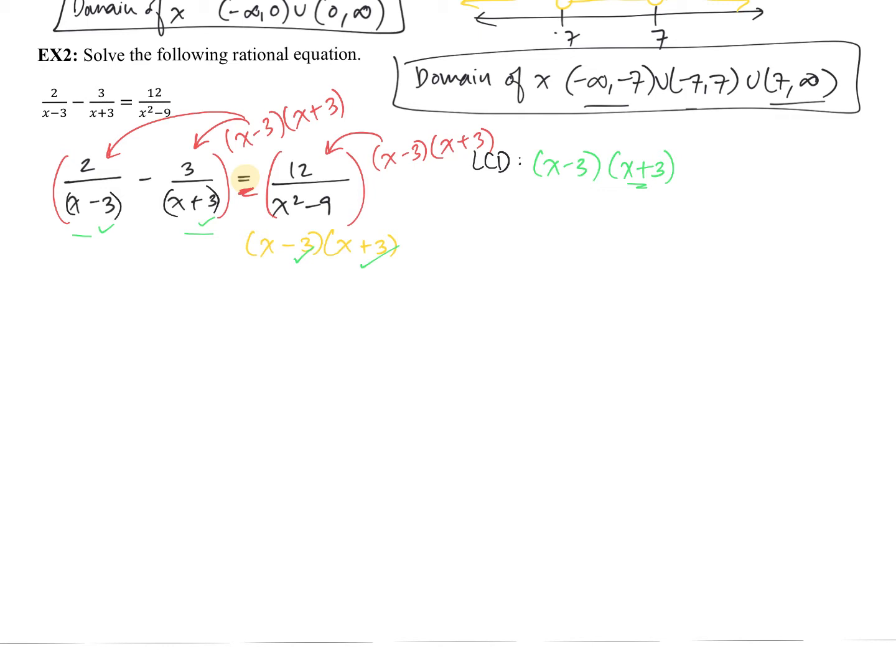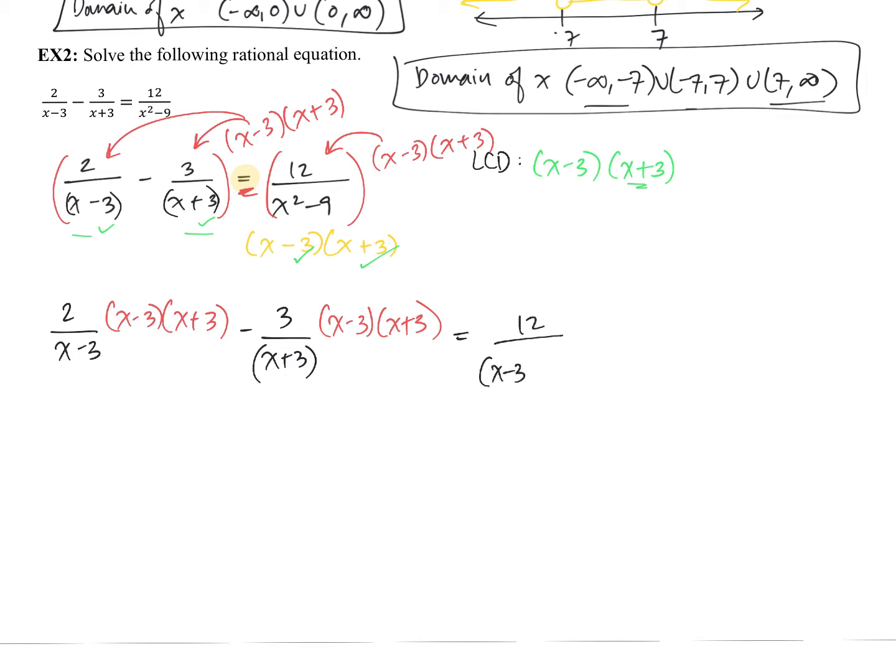Alright, so I'm going to go ahead and write this out. You don't have to write out this step usually, but I'll go ahead and do this. So I have x minus 3 distributed in x plus 3. Sorry for the dog sound in the back. X minus 3, x plus 3 equals 12 over x minus 3, x plus 3, x minus 3, x plus 3.